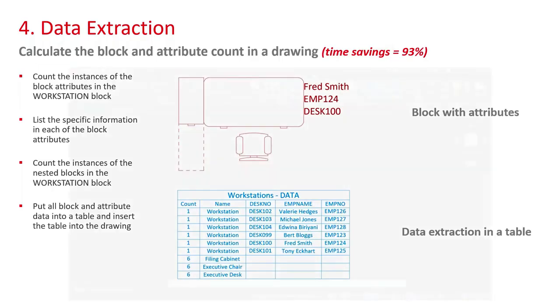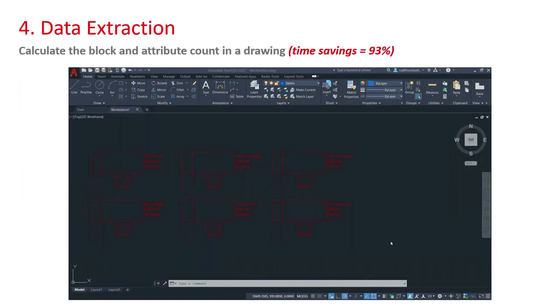So what we'll do, another little video for you, and as you can see, we're in AutoCAD and we've got 6 of those workstation blocks all set up. And when I run the video, if we just hover over some of those, you'll see that they are a block with the attributes. So there's Michael Jones there, we've got Edwina as well, and all of these employees have their own desk, and obviously it's a block with attributes.